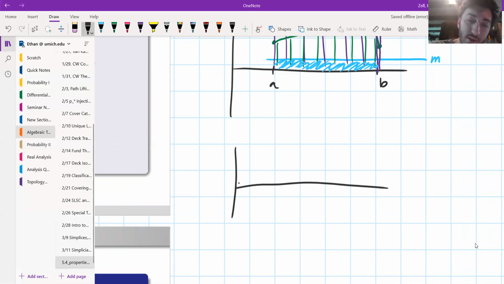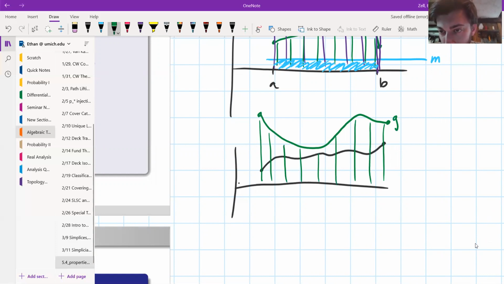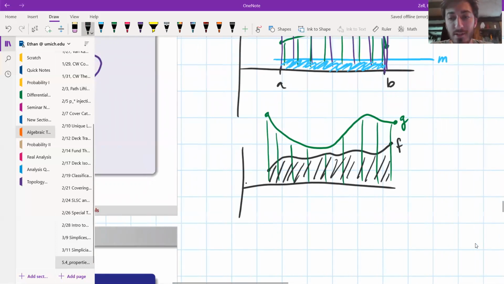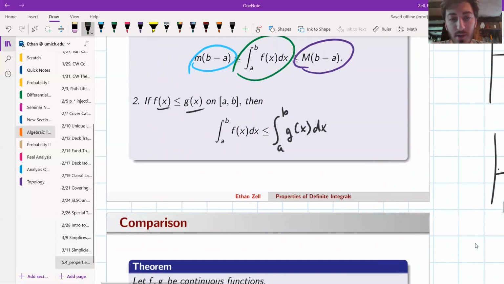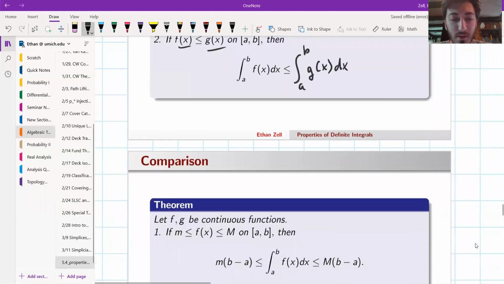Again, this makes perfect sense visually. If I draw this picture, I can have some function f, and then some function g. This green area under the green curve, so I'll write g there to remind you, and f here, is definitely going to encompass this black area under the curve f. Okay? So that's all that's saying. And the less than or equal to is just saying that we have this inclusion of the areas.